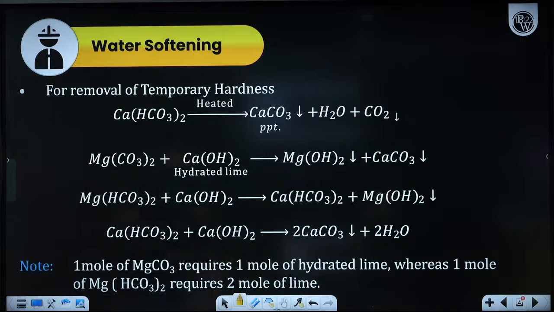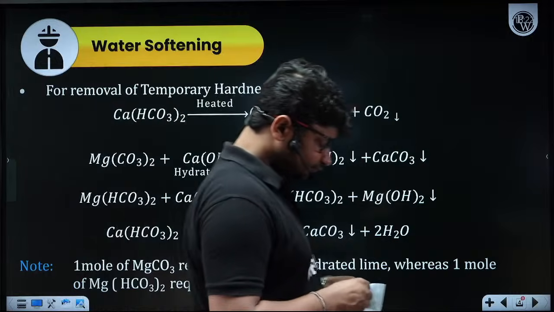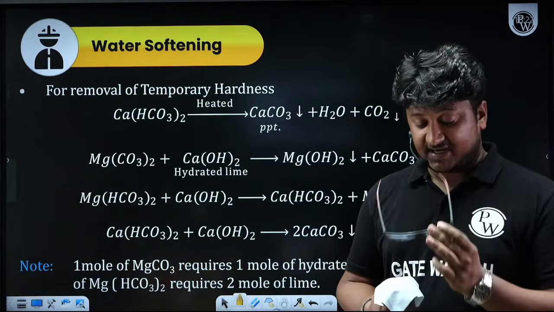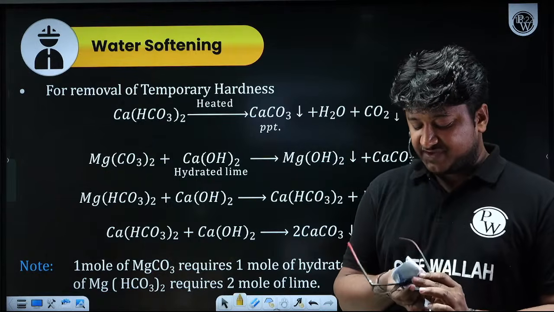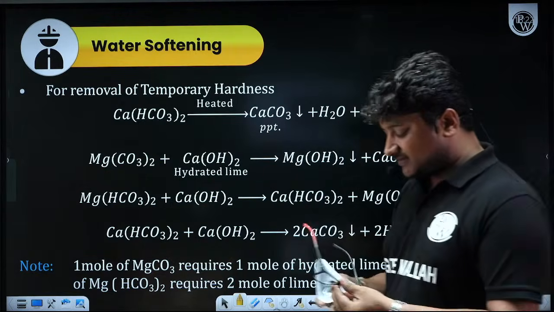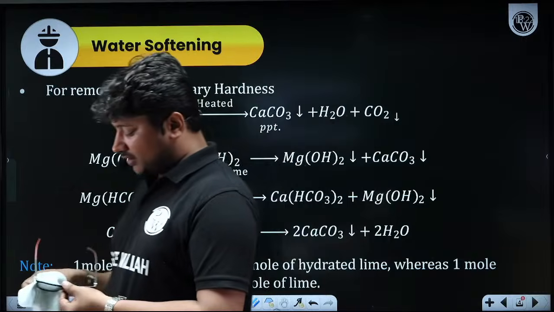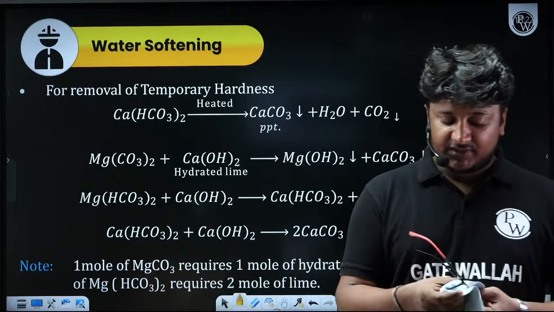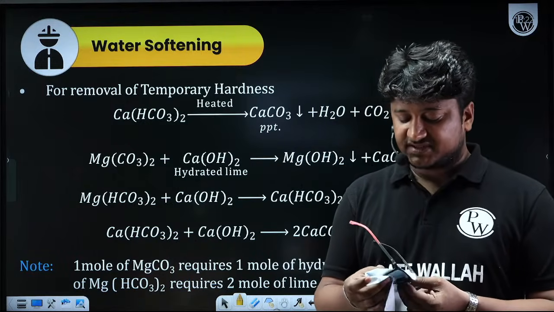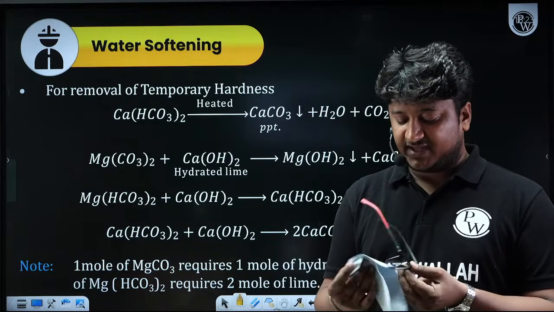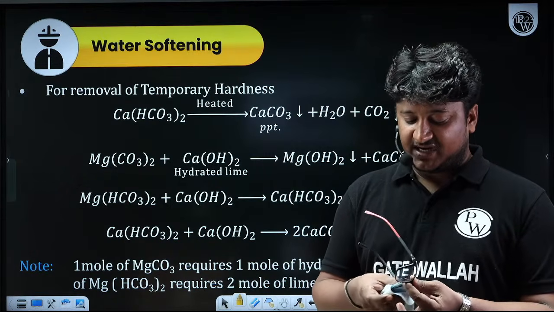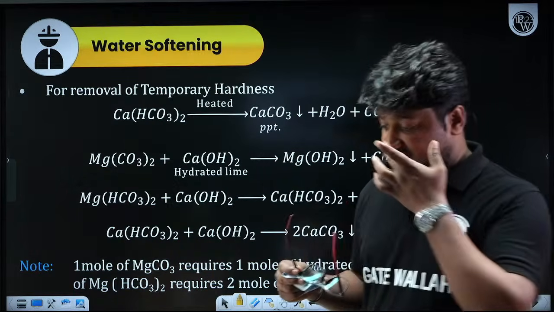Okay. Now, we have multiple methods to remove this hardness. Especially for temporary hardness, we have different methods. Then for permanent hardness, again, we have many methods. Right now, the method which we are going to see is the softening method. In that softening, definitely our target will be both non-carbonate hardness and carbonate hardness.